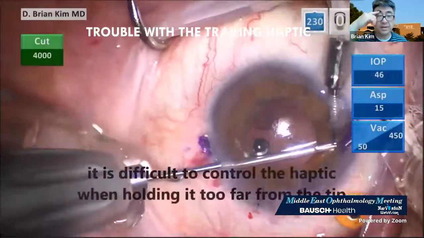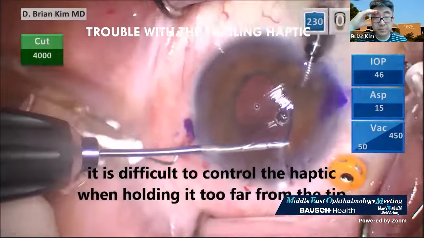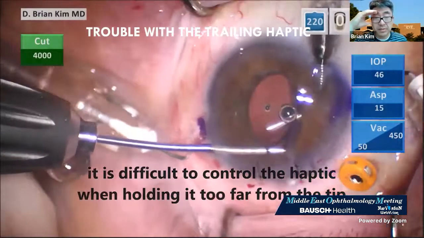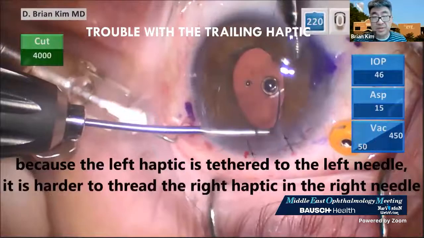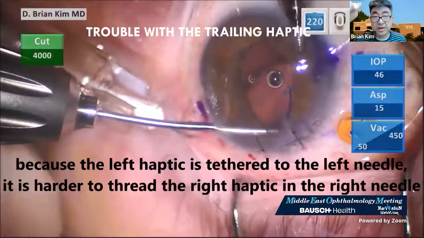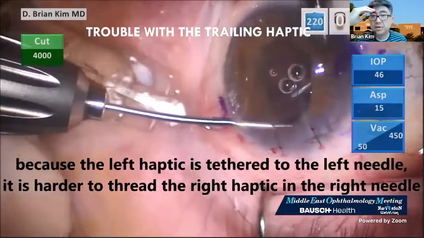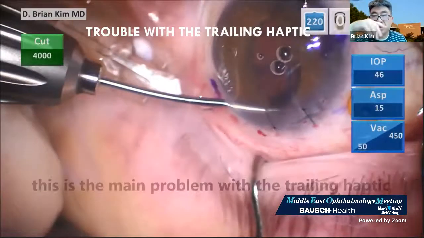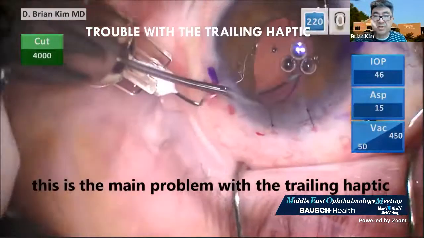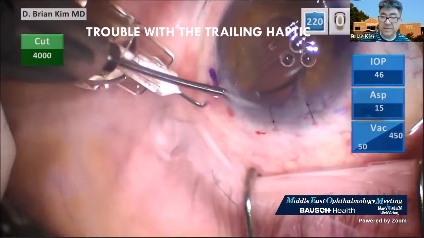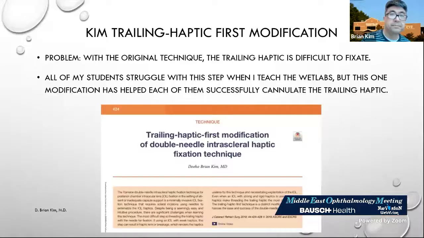And you can see that here. Part of the problem is I'm holding the haptic a little bit too far posteriorly, so I don't have very good control. But again, if you're docking the haptic on the bevel, this problem actually is resolved, and I'll show you that. So my modification is the trailing haptic first modification.